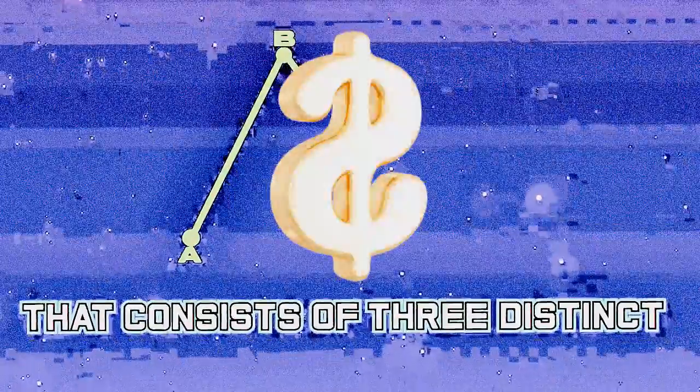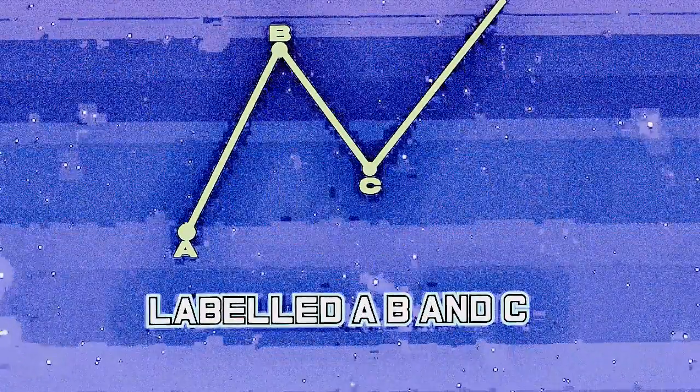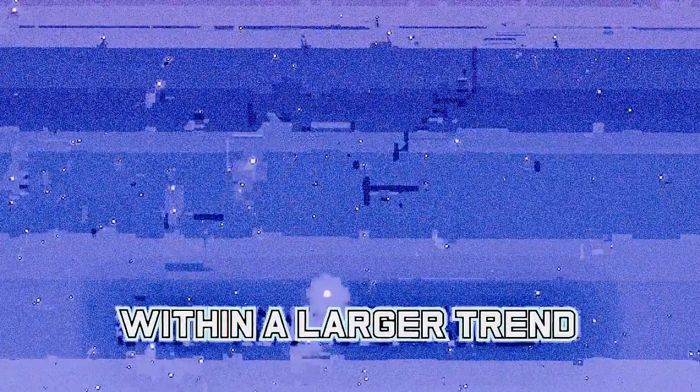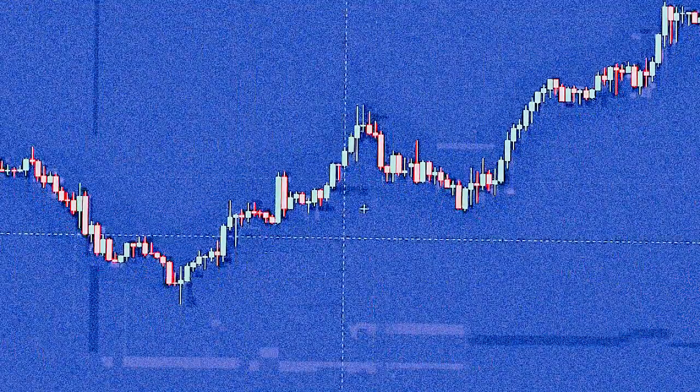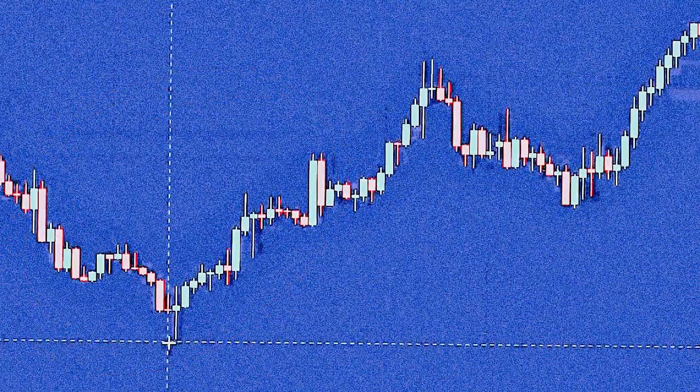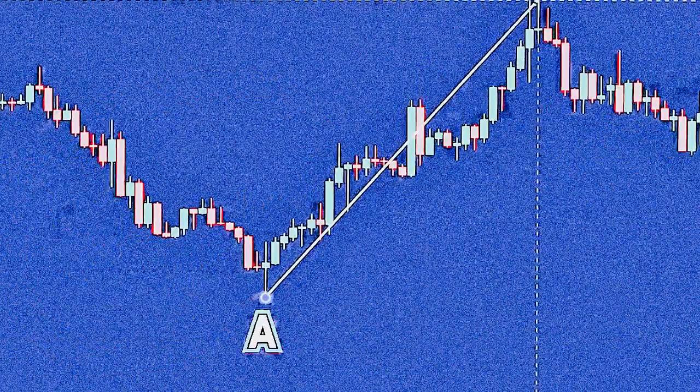The ABC pattern is a price action pattern that consists of 3 distinct legs or waves, labeled A, B, and C. Each leg represents a specific price movement within a larger trend. Here we can see a great example of the ABC pattern. First, we can see a low that has been made. We will mark this low point as A.